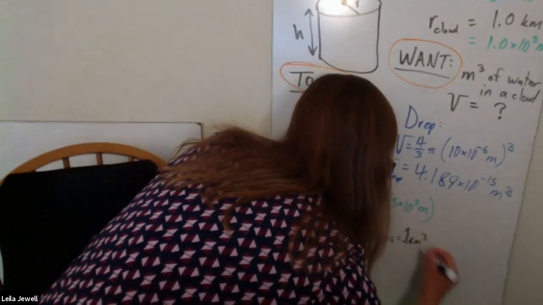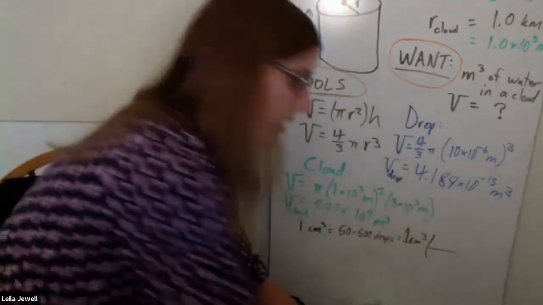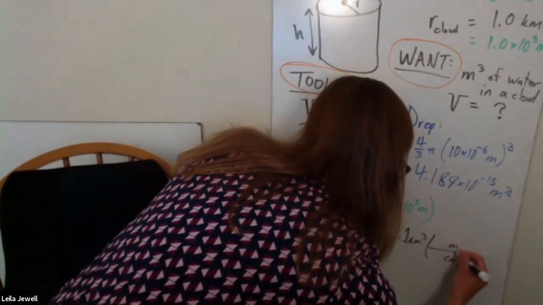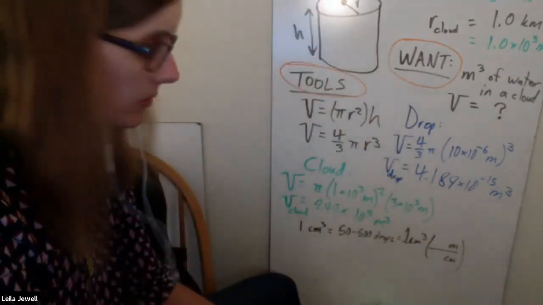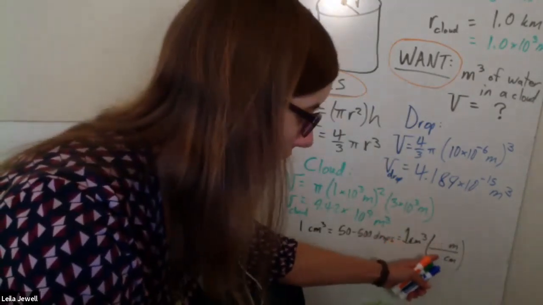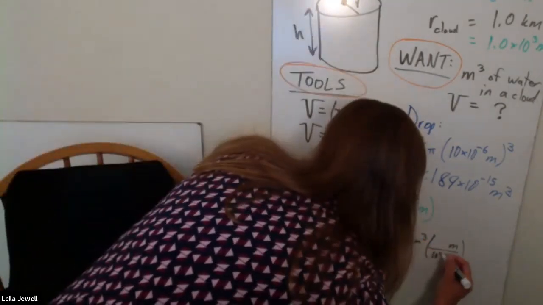So how am I going to do that? Well, we can follow our standard procedure of I want to cancel a centimeter out and convert it into meters. So I'm going to write it like so, with centimeters in the denominator, meters in the top. And I know that centimeters is smaller, so there's 100 centimeters in 1 meter, or 10 to the 2.